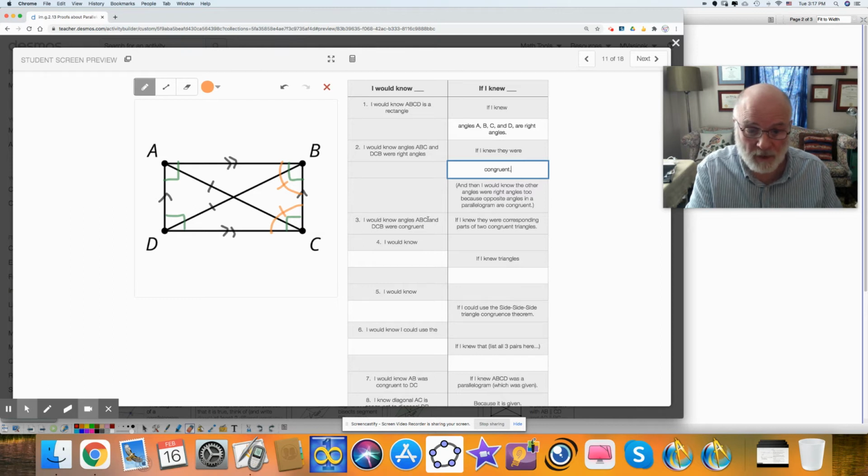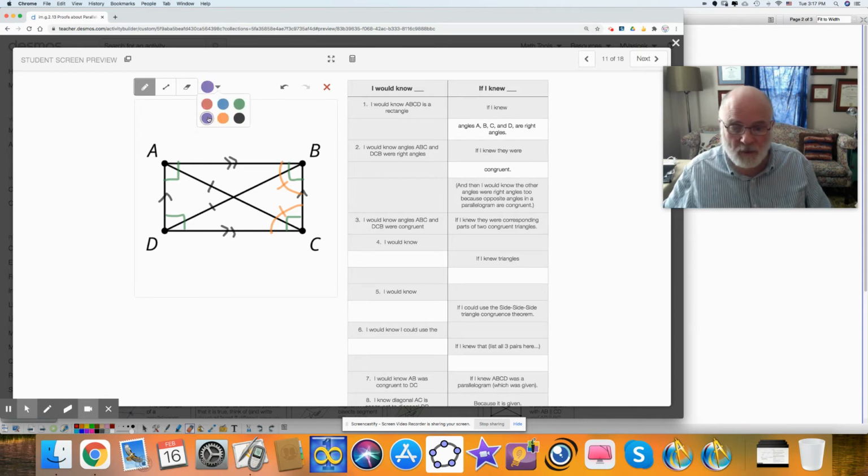I would know angles ABC and DCB were congruent if I knew they were corresponding parts of two congruent triangles. Which two triangles are we talking about? Well, I'm talking about these two angles, A, B, C. This one is one of them. I'm talking about this other triangle. Let's see, it would be D, C, B, this one.